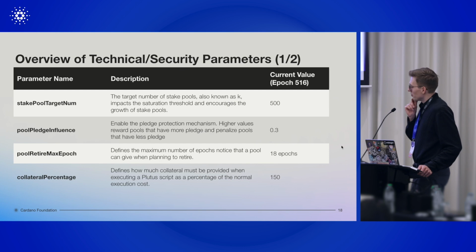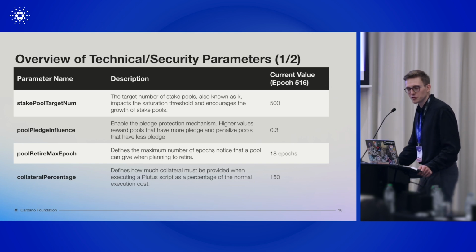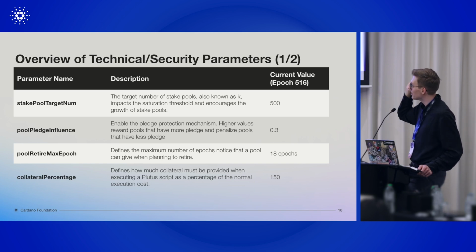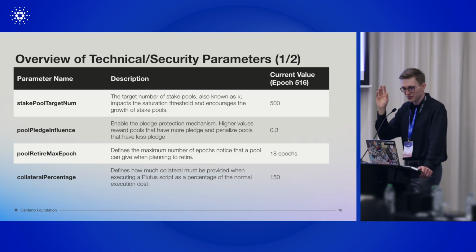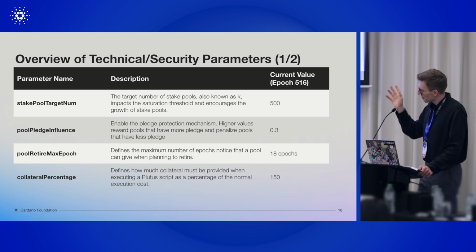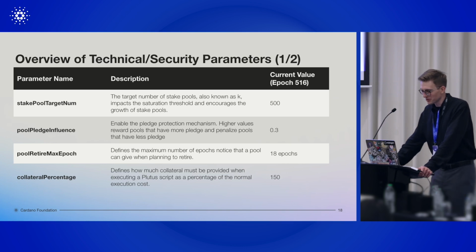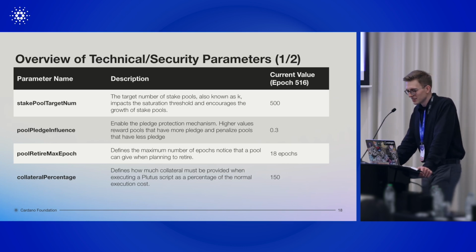And for me personally, after the first Chang hard fork, I was expecting that we would immediately have a stake pool target num change proposal, but we didn't. But I expect that to come soon. So if you're a DRep, this is probably something where you should do some additional research about that parameter.